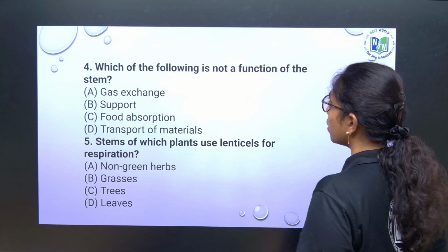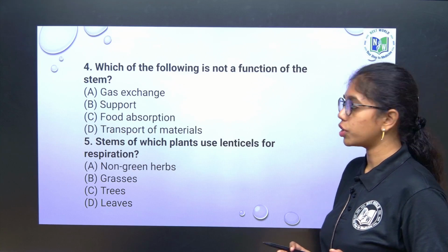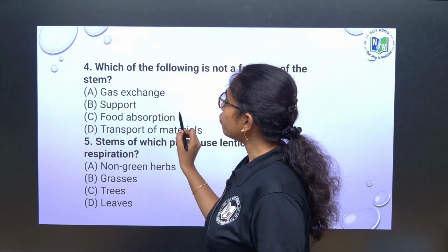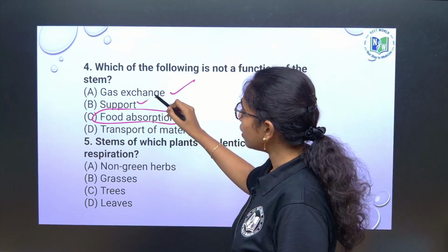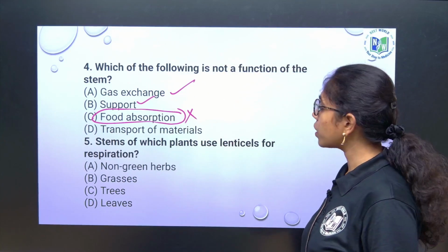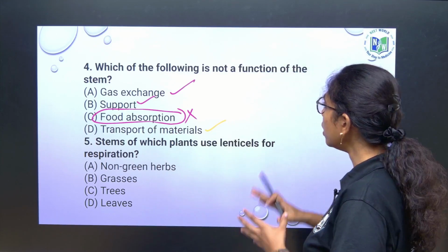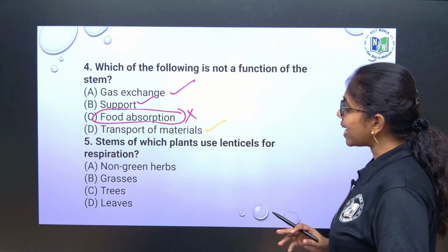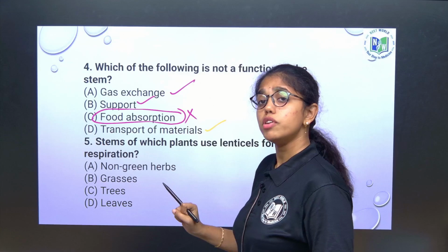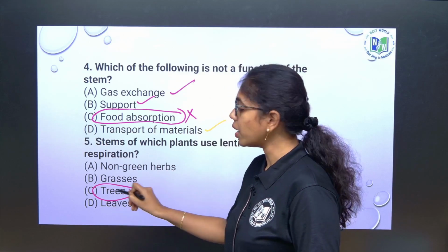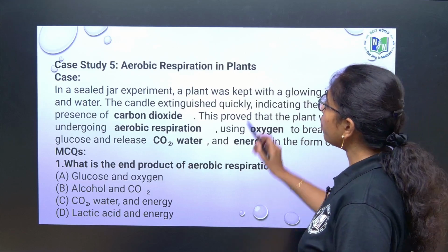Next, which of the following is not a function of the stem? Food absorption, right? This is not a function of the stem. Gaseous exchange is a function. Giving mechanical support to the plant is a function. Transport of materials is a function, but food absorption is not a function of the stem. Next, stems of which plants use lenticels for respiration? Woody plants. Woody plants means trees, right?